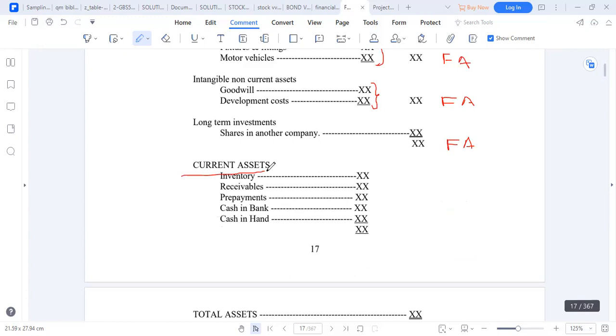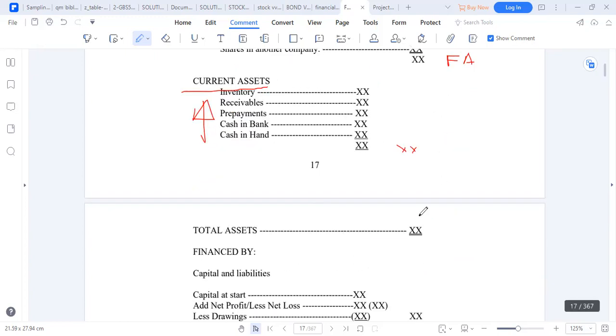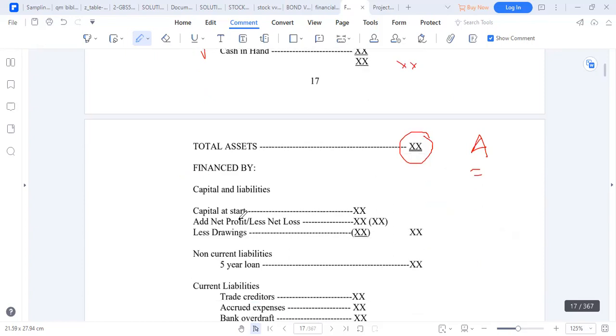Then we go to the current assets, which are ordered in order of liquidity: cash in hand, cash at bank, prepayment, receivables, and inventory. So when we add the current assets plus the fixed assets, what we get is the total assets. So we have done the first part of the accounting equation. Assets is equal to capital.